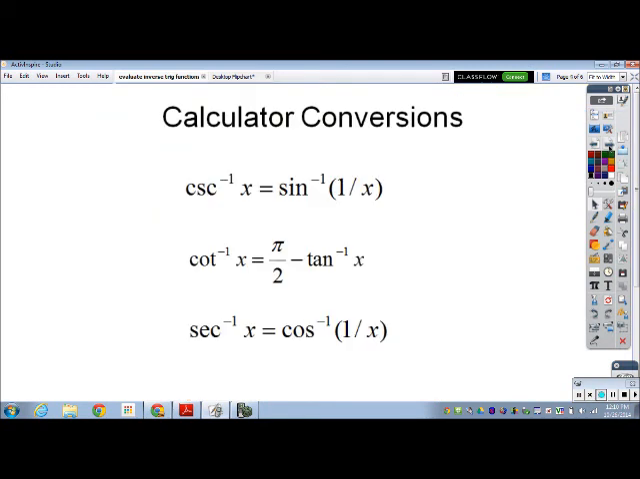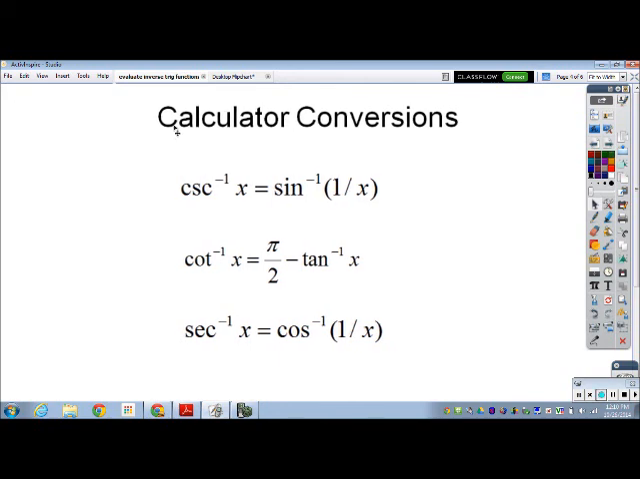Just a couple of quick things before I end the video. First, your calculator doesn't always want to evaluate these trig functions that are the reciprocals, so cosecant, cotangent, and secant. So you may want to write these down just if you have a homework assignment or a classwork assignment where you're having to evaluate these in your calculator. These are some conversions you can use to get your calculator to evaluate.